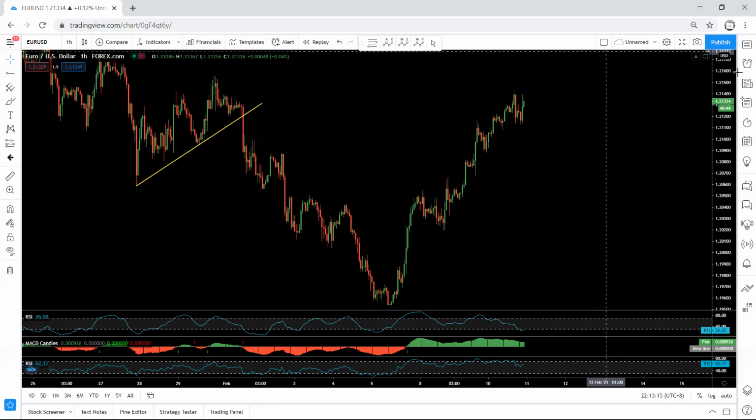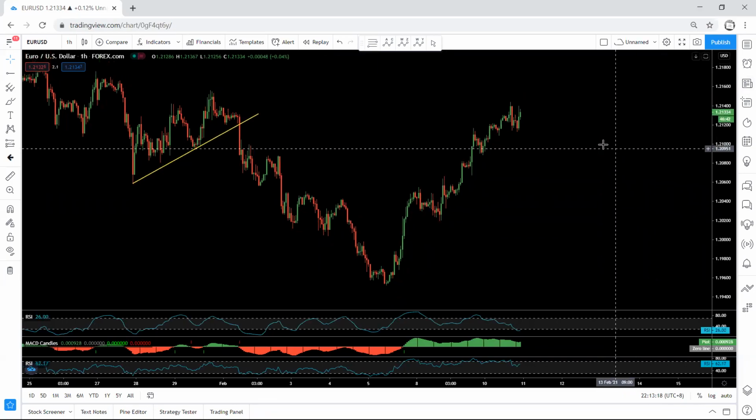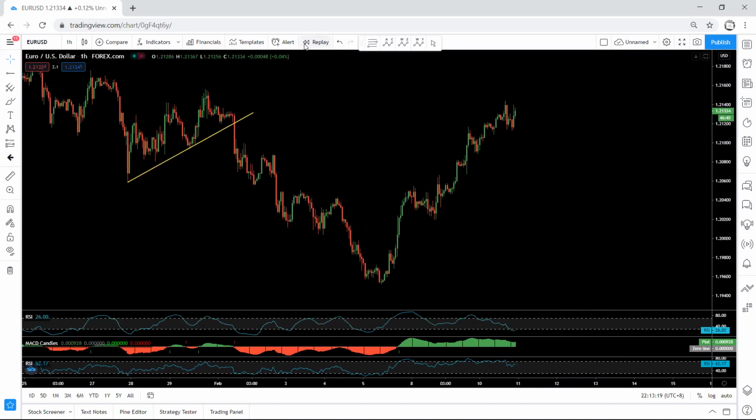Euro USD, we start with the 1 hour chart. If we refer to last week's analysis, when the price was here, we said we are looking for buy. This is what we get, and this is where we get the first trade. And then after that, we mentioned any small flag we can look for buy. And now we came here.